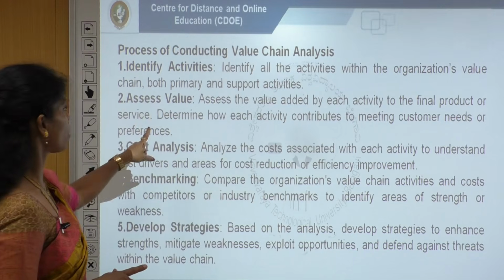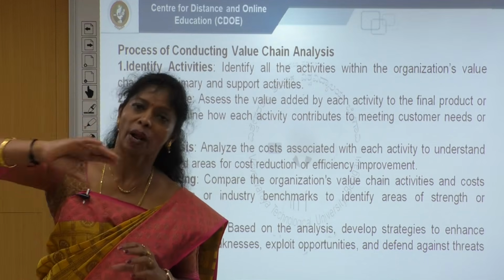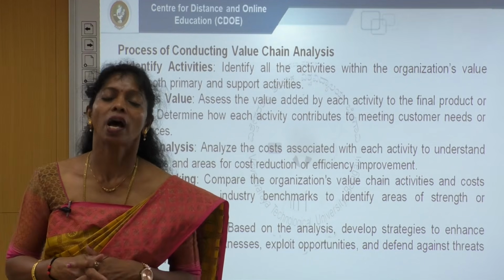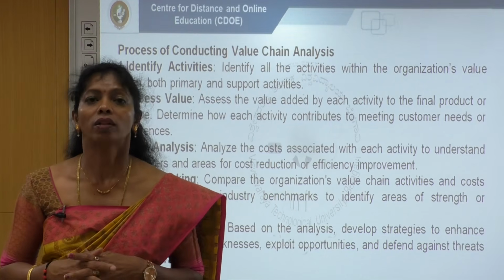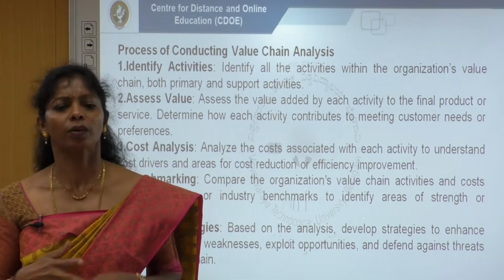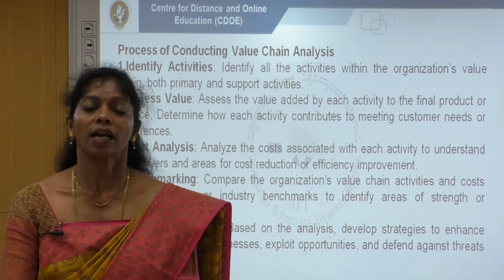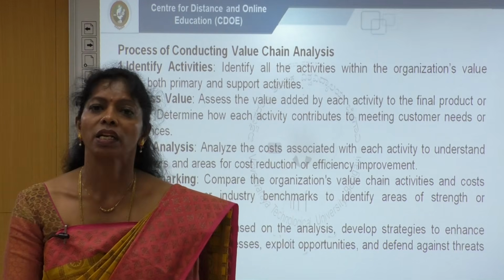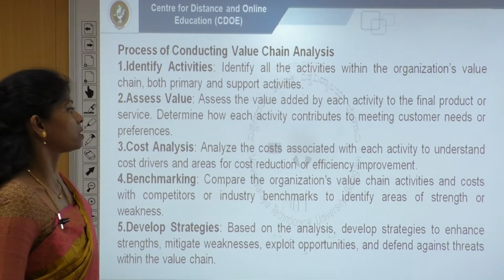Step 2 is to assess value, prioritizing which are the primary and which are the secondary activities. Within the primary ones also, identify those sub-activities which hold higher importance and where the cost can be minimized, so that you as a company or firm can have a cost advantage. So that is the value added by each activity to the final product or service. Assessing has to be done to determine how each activity contributes to meeting customer needs and preferences. The third step is cost analysis.